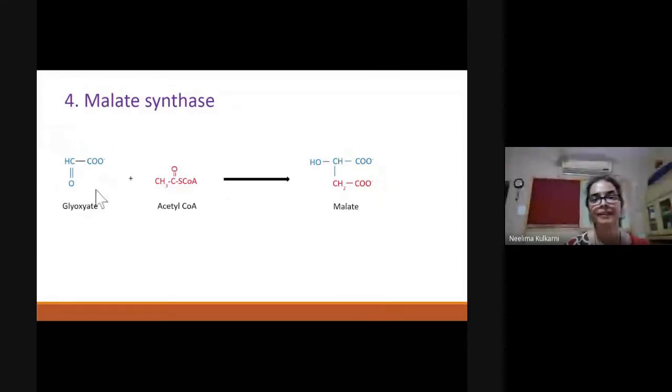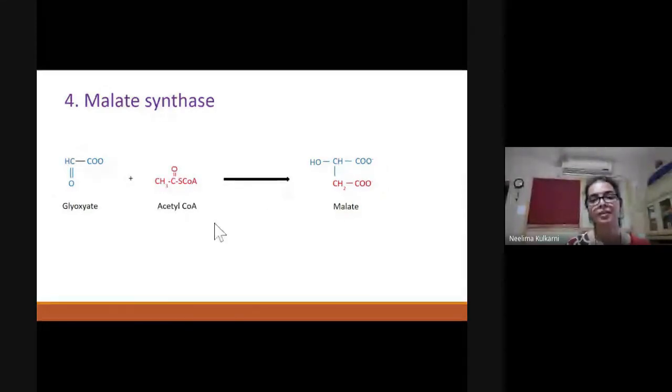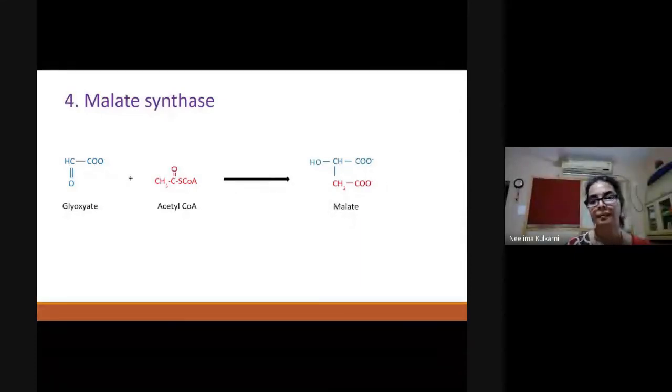Malate synthase uses glyoxylate as the starting material. One more molecule of acetyl coenzyme A will react. Coenzyme A will be released in this reaction. So glyoxylate plus acetyl coenzyme A gives malate. Malate, thus synthesized, can enter TCA cycle. So let us see what is the fate of succinate and malate.